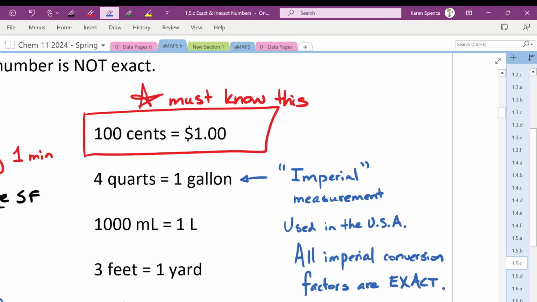You are not responsible for knowing any of the imperial measurements. You just need to know that if you're told 4 quarts equals 1 gallon, those numbers are both exact. Okay?